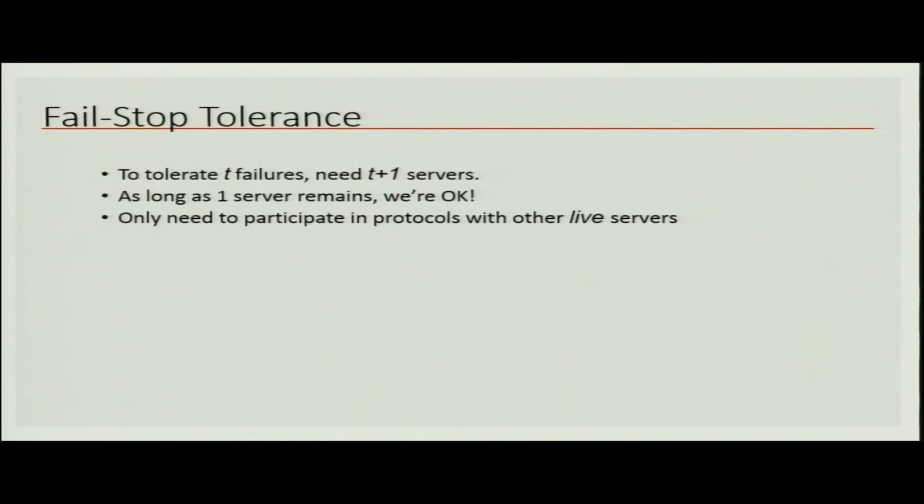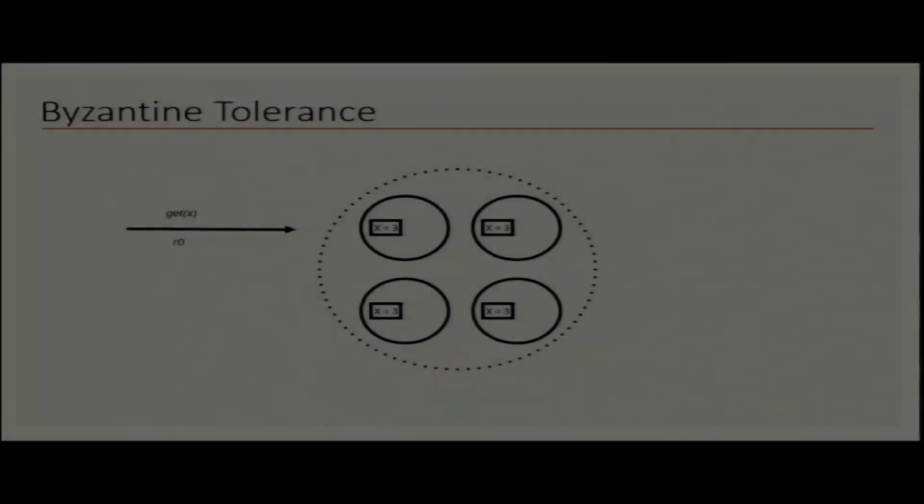To tolerate T failures we need T plus 1 servers in fail stop tolerance. As long as one server remains, we are okay. We only need to participate in protocols with other live servers. It is the easiest to implement: if you assume T of them can fail, then T plus 1 servers is enough. When we come back, we will talk about Byzantine tolerance for the same setup.